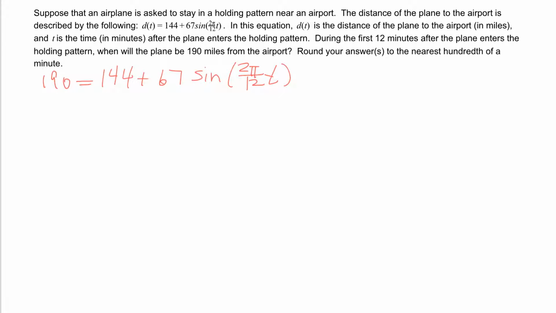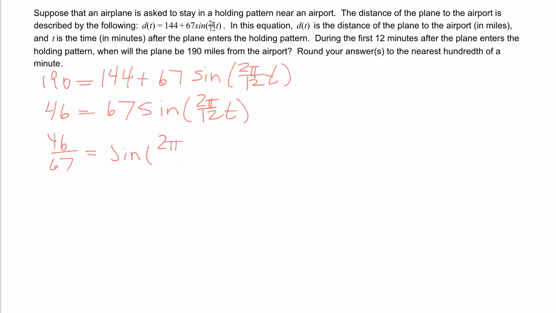And if we subtract 144 from both sides, we end up with 46 on the left, equal to 67 sine of 2 pi over 12 times t. Then what we need to do is divide both sides by 67. So we get 46 over 67 equal to the sine of 2 pi over 12 times t.